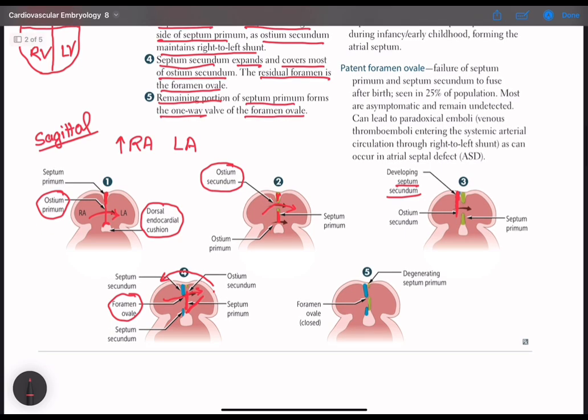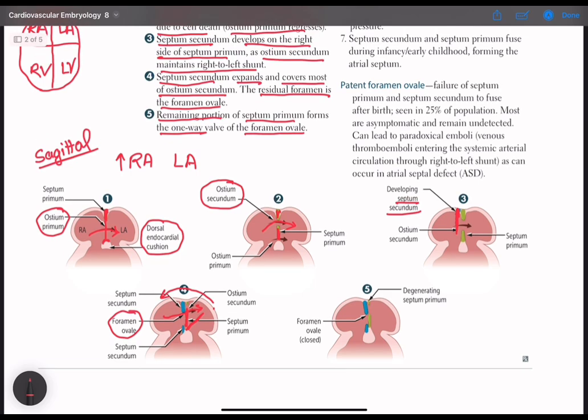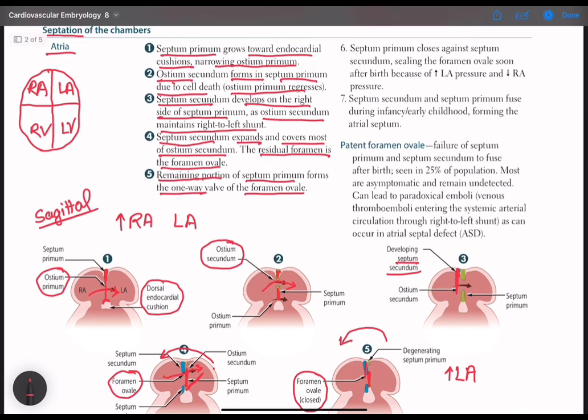Now what happens after birth? After birth, we have an increase in pressure of left atrium. So we have a pressure difference, or we have now left to right movement. Since septum primum is functioning as a one-way valve, it fuses or seals or closes the foramen ovale, and thus an atrial septum forms. Septum primum closes against septum secundum, sealing the foramen ovale soon after birth because of increased left atrial pressure and decreased right atrial pressure.